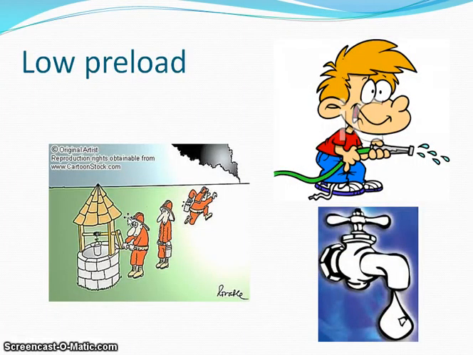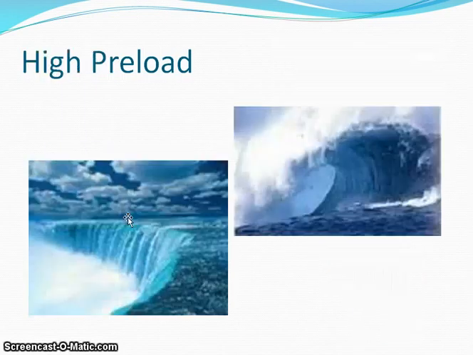So preload has to do with volume. Think of it as the amount of water we have in our hose or in our circulatory system. Low preload is going to be impacted by things like dehydration, hemorrhage, volume loss. Anything that gives you a low circulating volume or low blood volume is going to give you a low preload. That means that there's going to be less blood coming into the heart with each heartbeat.